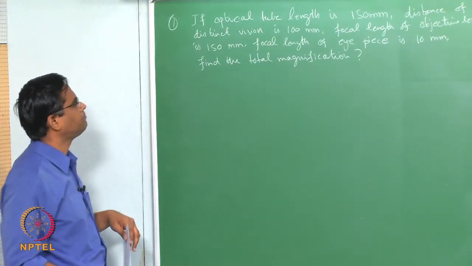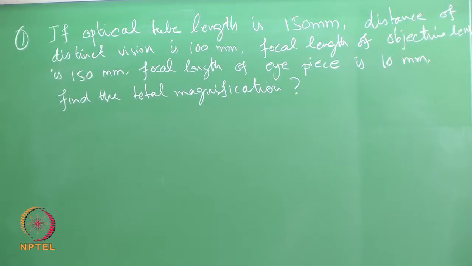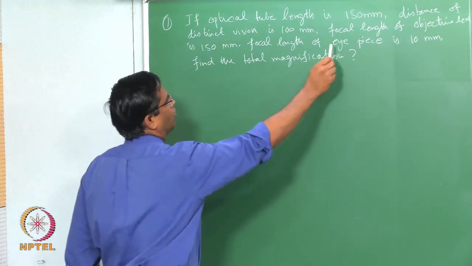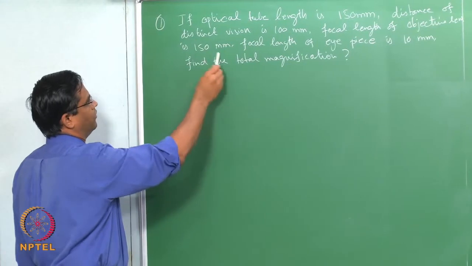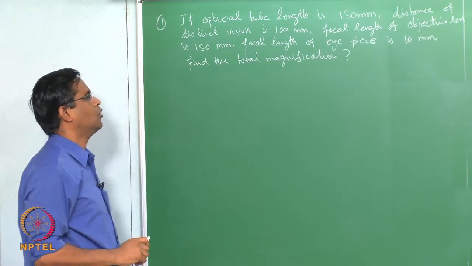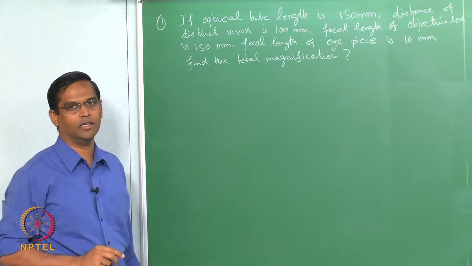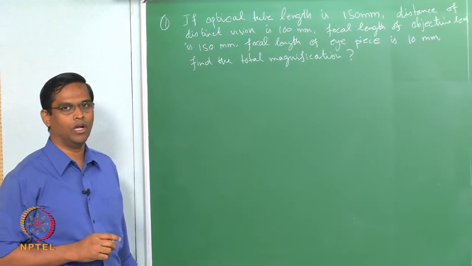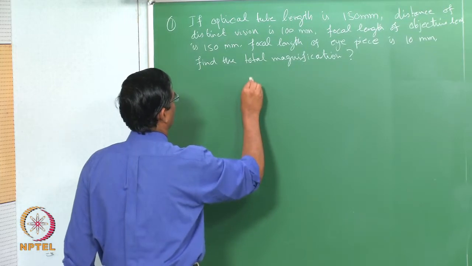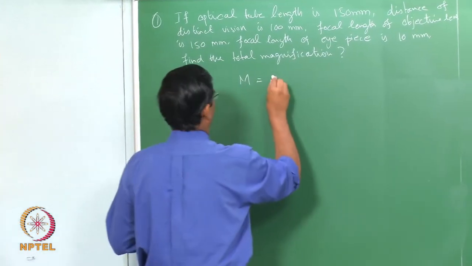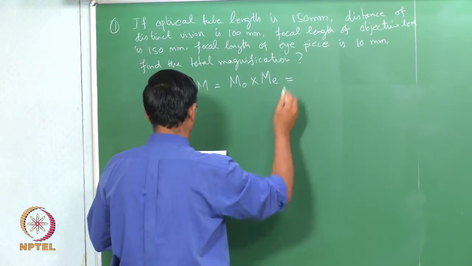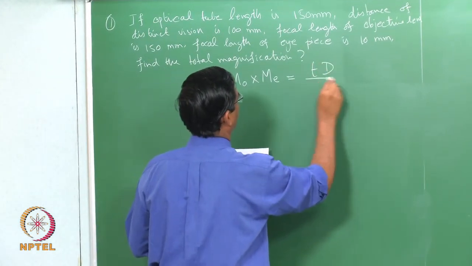So what I have written is, if optical tube length is 150 mm and distance of distinct vision is 100 mm, focal length of objective lens is 150 mm and focal length of eyepiece is 10 mm, find the total magnification. It is a very straightforward problem. You have the ready-made formula for this. What is that formula? Total magnification M is equal to magnification of objective times magnification of eyepiece, if you recall, and it is related like this.